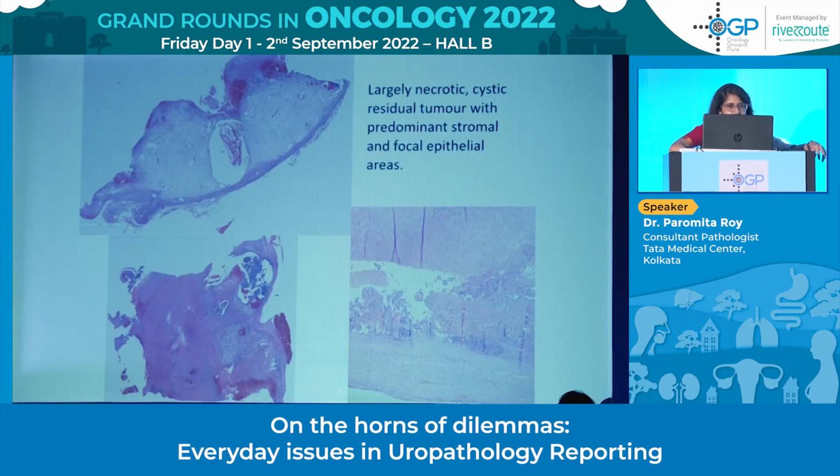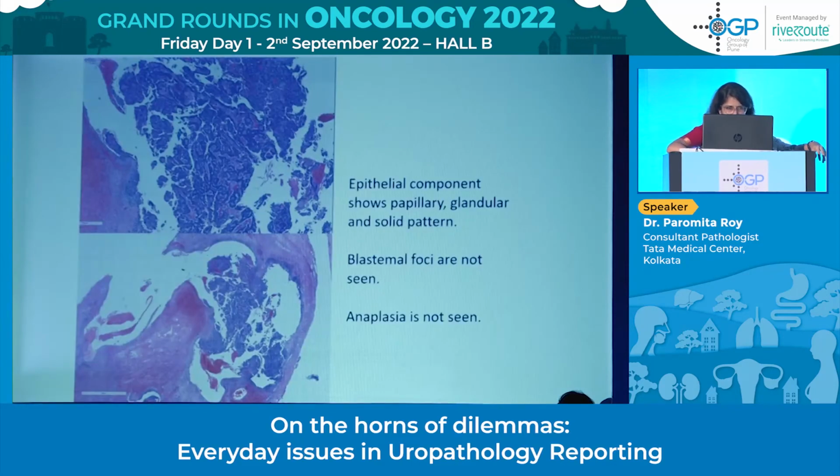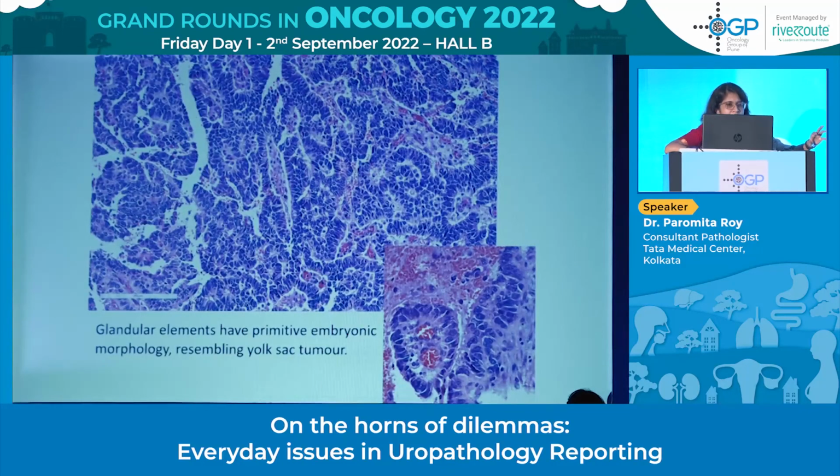And on microscopy, mostly it was stromal with some epithelial component. The epithelial component was papillary and glandular, and again you saw a case in the morning. So it was a little off from the typical Wilms. The typical epithelial component of Wilms is tubular, but this seemed to have a primitive, almost yolk sac-like morphology, almost looking like a Schiller-Duval body here.